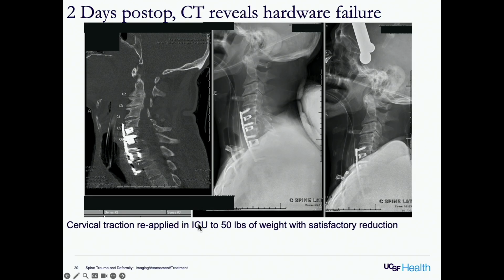So two days in the ICU while waiting for posterior stabilization, we got a repeat CT, and he had pulled out the hardware at T1 and T2, essentially having a repeat of his spondyloptosis at the cervicothoracic junction. So we put him in traction again, the same amount of weight. We were able to get successful reduction.